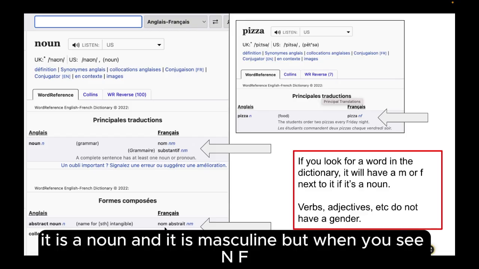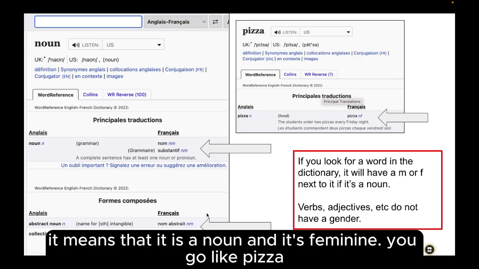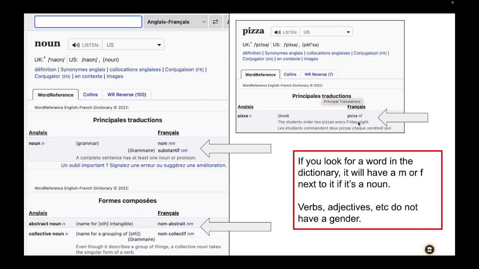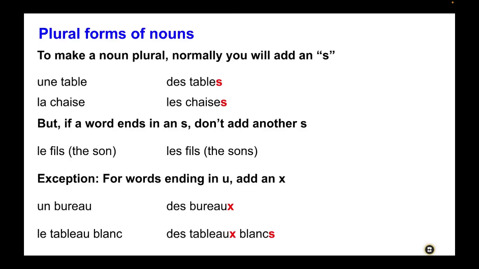But when you see NF, it means that it is a noun. Here you go, like pizza. It is a noun, but it is feminine. But if it's an adjective or a verb, it will show that it's an adjective or verb, but it won't tell you if it's feminine or masculine, because we don't use that with verbs. We use that only with nouns. And of course, the adjective follows the noun or it follows the subject. So this is the plural form of the nouns.